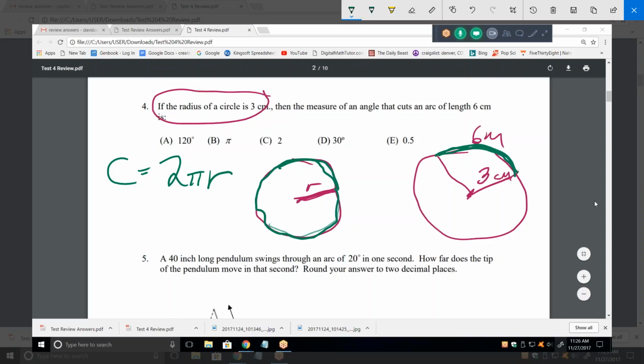So we know that the circumference is 2 pi r, and that is a 360 degree angle. Well, which means what? Let me think for a second here.